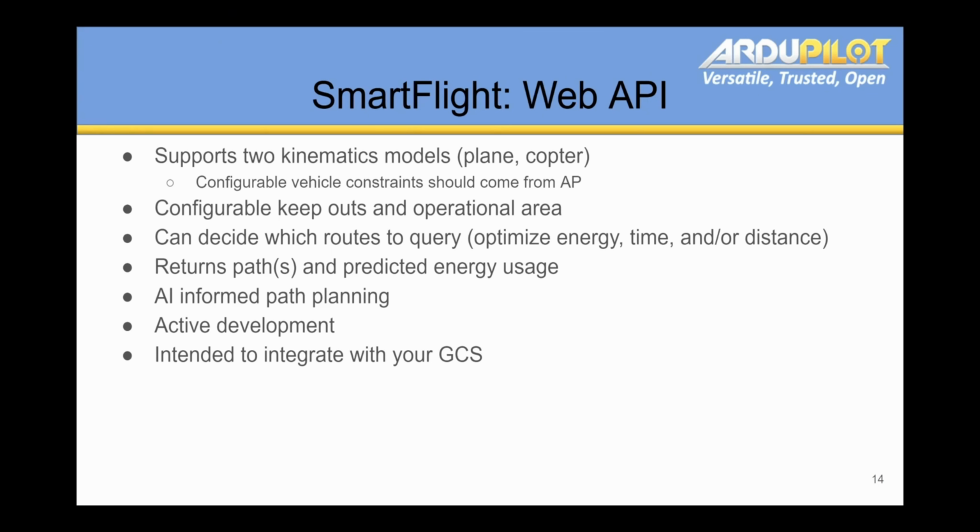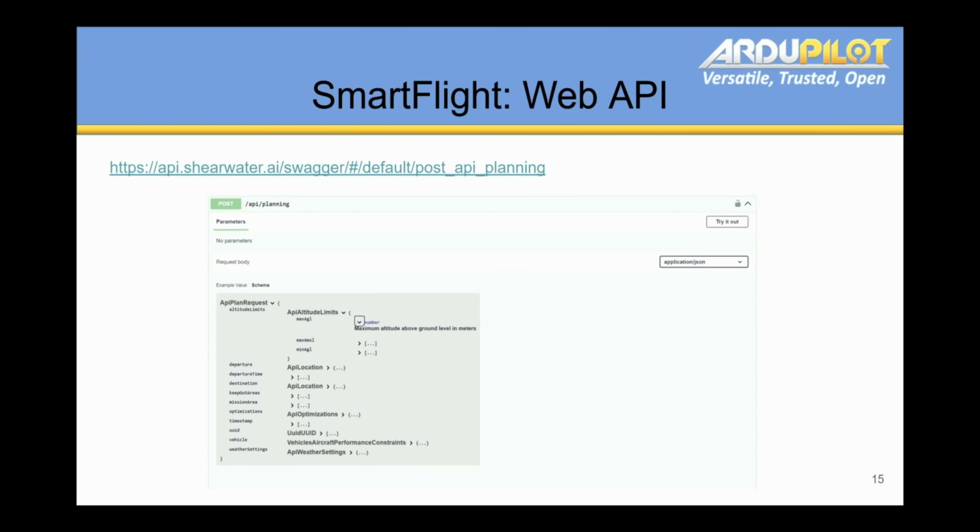Like I mentioned, it's using AI to help find those routes. It's under very active development. They're a startup and they're super adaptable, so they've already made some changes to the API to support ArduPilot. And this API makes it really easy to integrate with your own custom GCS if you're not using what I've developed.